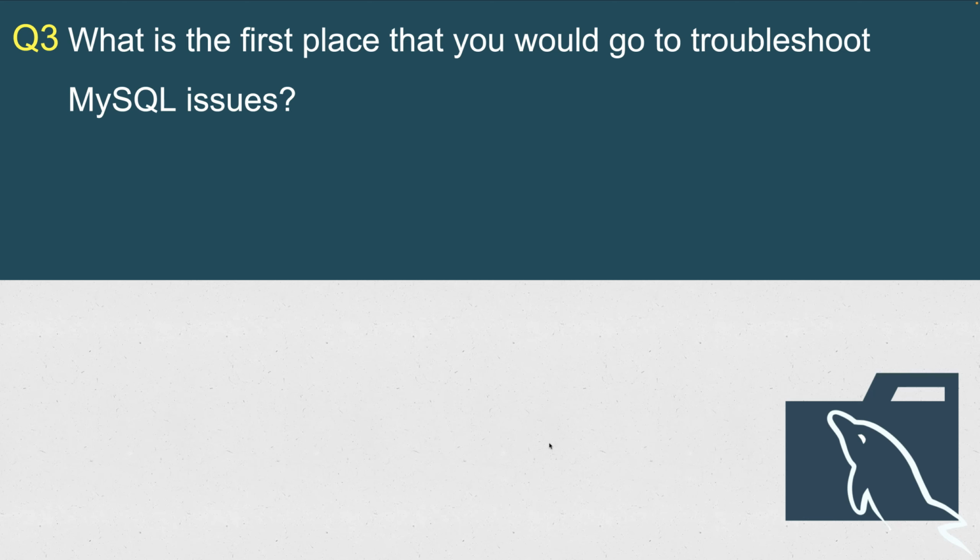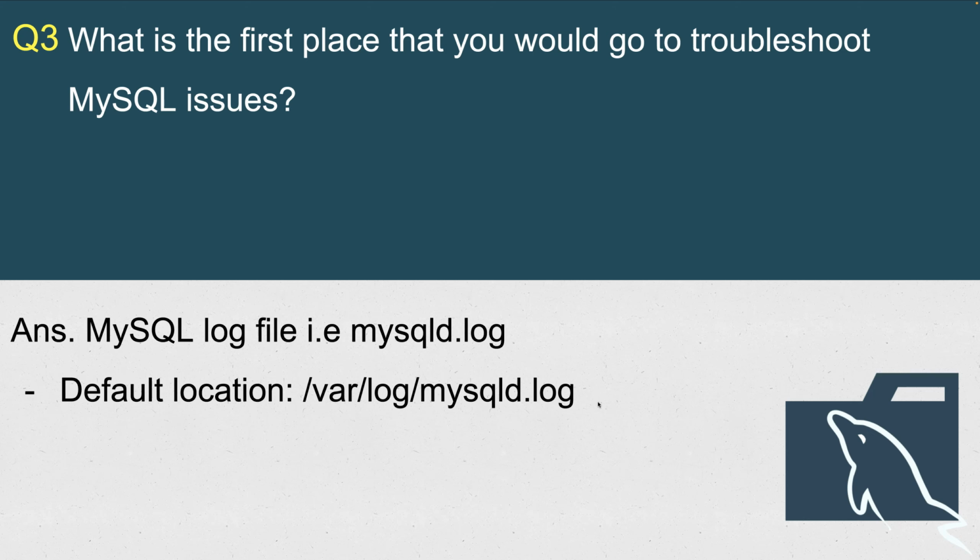Third question, what is the first place that you would go to troubleshoot MySQL issues? This is a very common question. They start with this one. So we have some slowness in MySQL, and there are certain issues that the programmers, end users or developers are complaining about. Where would you go as the very first place to troubleshoot? And the answer is you will always go to the MySQL log file. As you know, the default MySQL log file is called mysqld.log, and its default location on a Unix system is /var/log/mysqld.log.